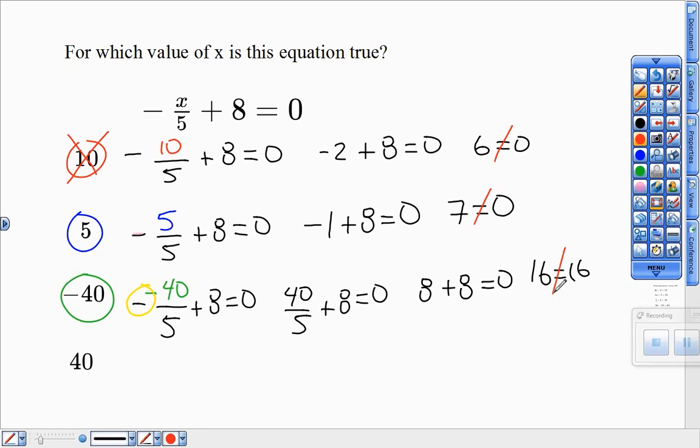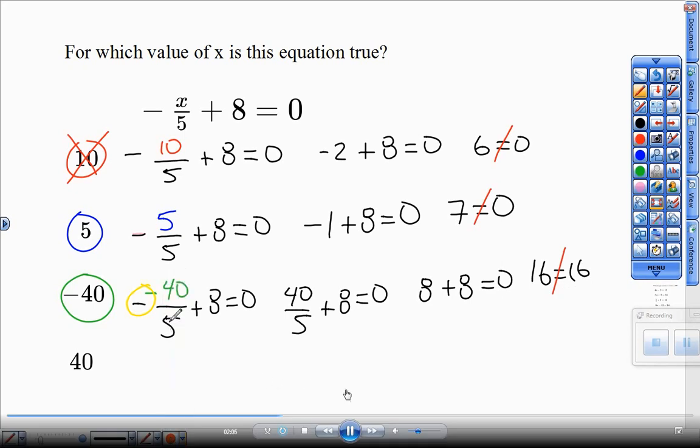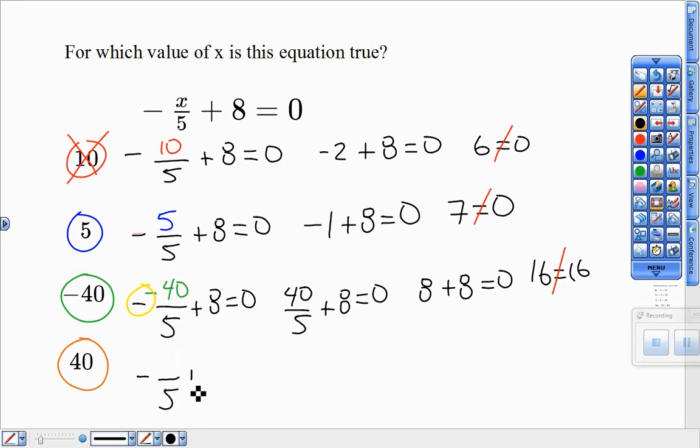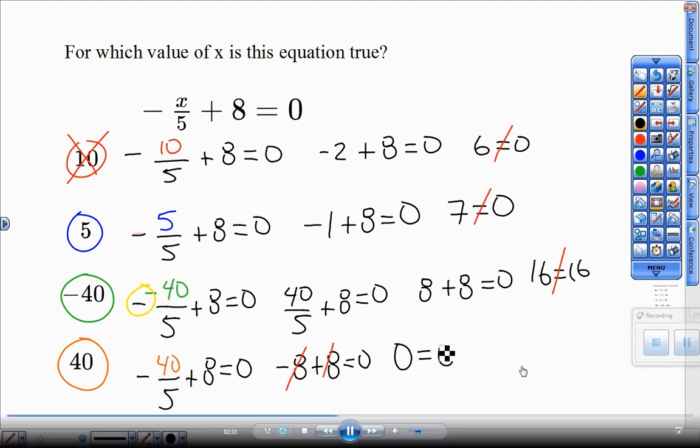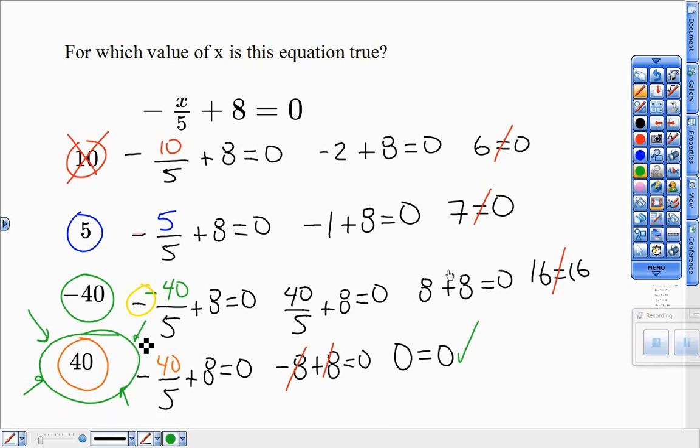So the last one, when I plug in 40, 40 goes in there where x used to be. That gives me -40/5 plus 8 equals 0. And that -40/5 gives me -8. So with that -8 plus the other 8, that cancels away and gives me 0 right there. So that shows that the only choice that gave me a true statement, that made that equation true, is 40. That is the one that I need to identify. That one worked. All the other numbers gave me false statements.